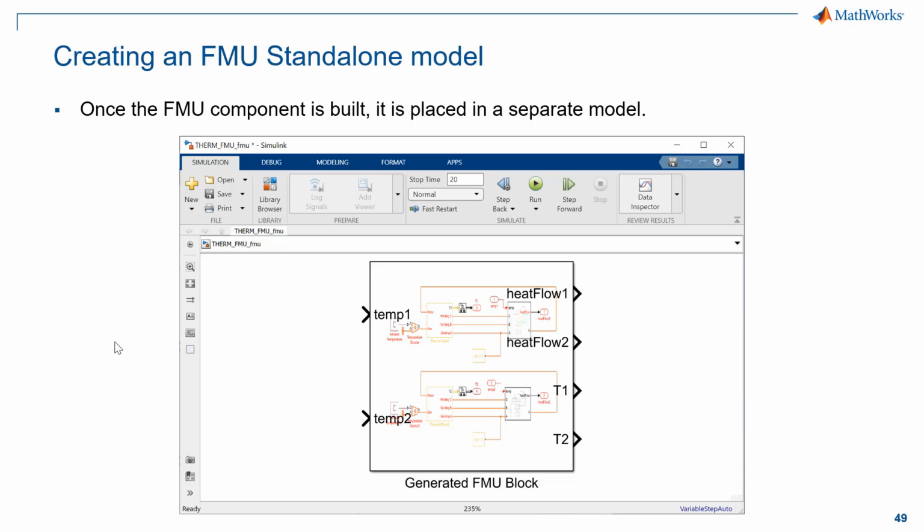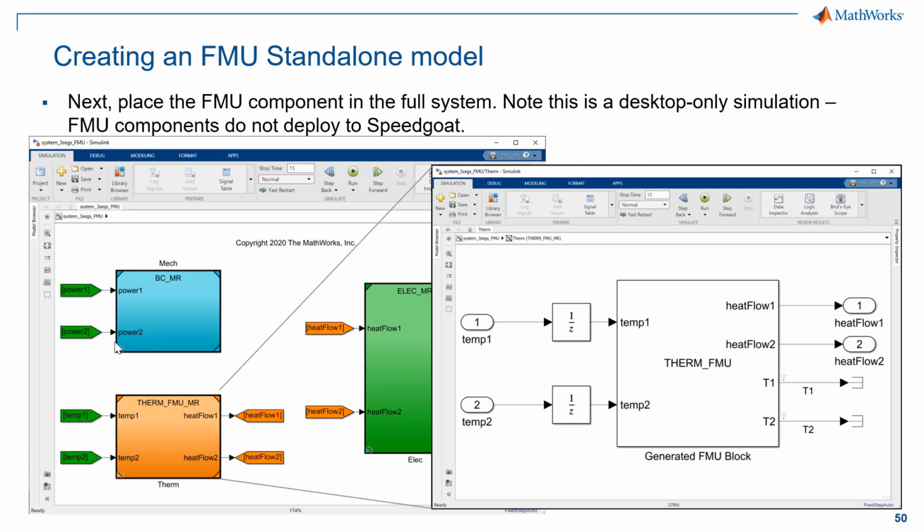I should note here that, in a similar way to a protected model reference, you can't access internal signals within the FMU component. So if there are any measurements that you need, you should bring those out through output ports. In this case, I'm bringing out the temperatures T1 and T2 for both of the internal thermal models through output ports, so I can then view the response. We can then place the FMU component in the full system. When you are using FMU components, it's for desktop-only simulation. FMU components do not deploy. Let me actually show you the model and then show you some of the simulation results from this.